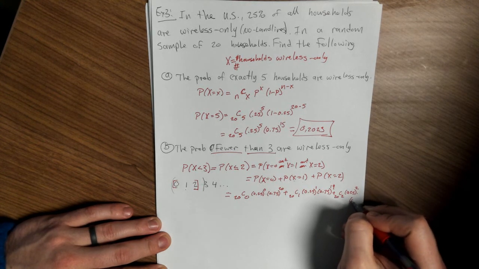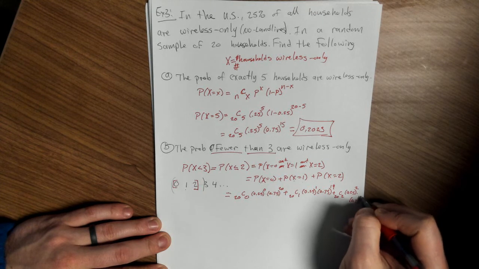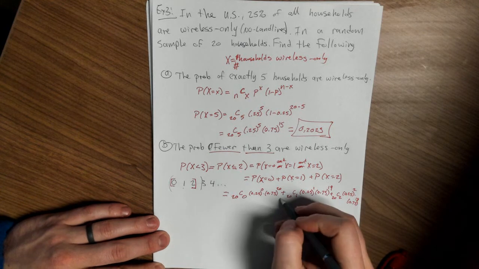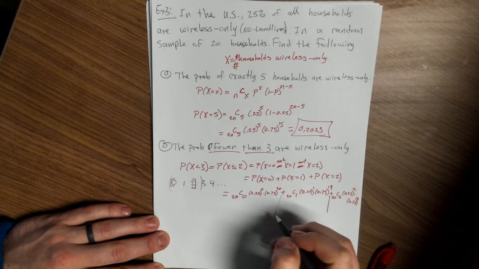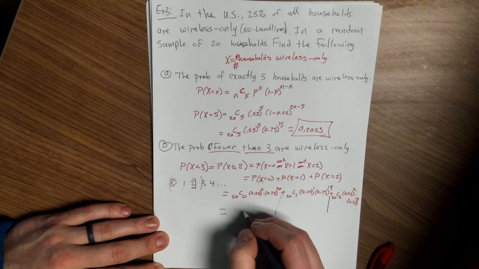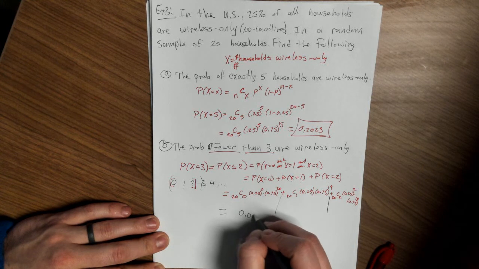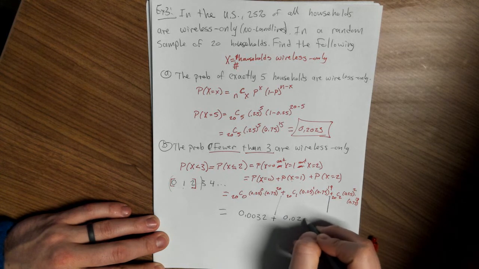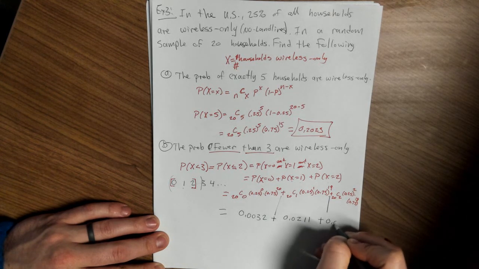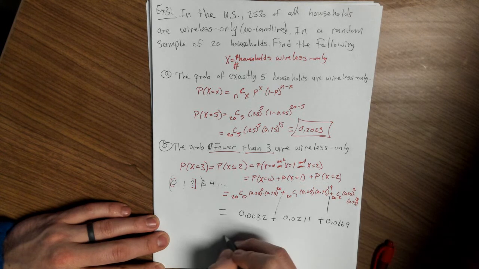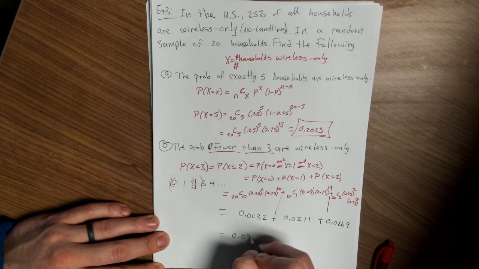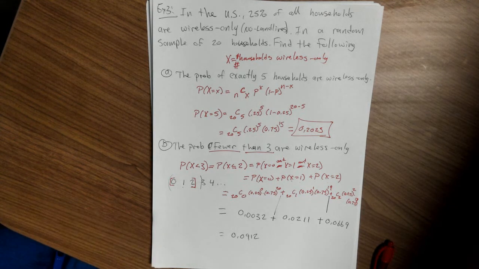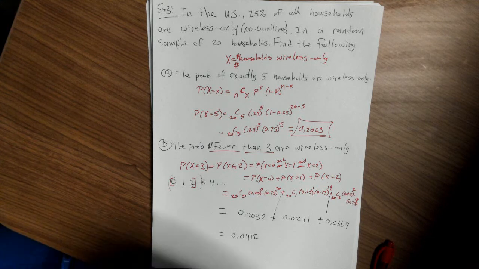I ran out of room here. Alright, so this is equal to 0.0032 plus 0.0211 plus 0.0669, which is equal to 0.0912, or 9.12% probability that there are 3 or fewer.